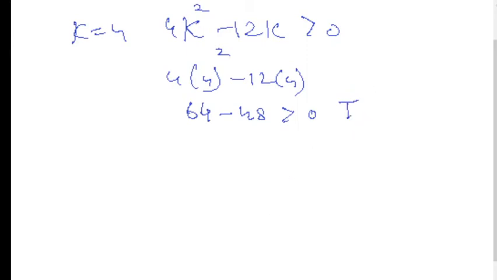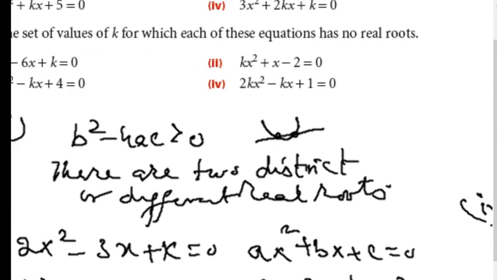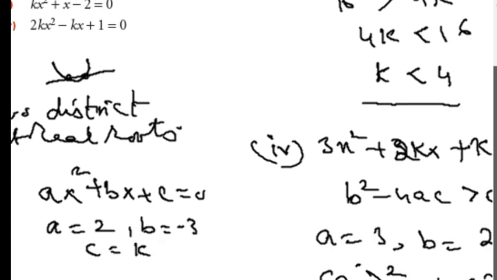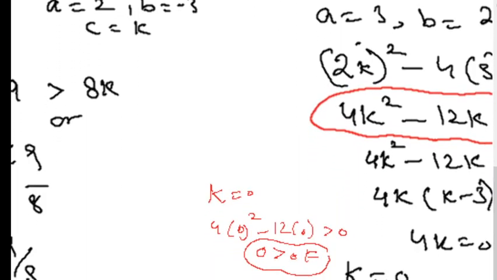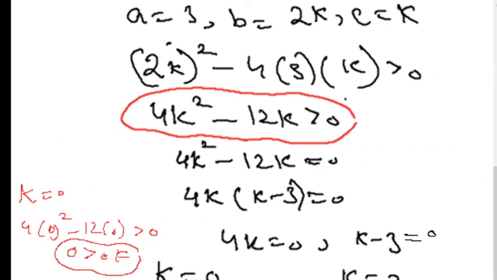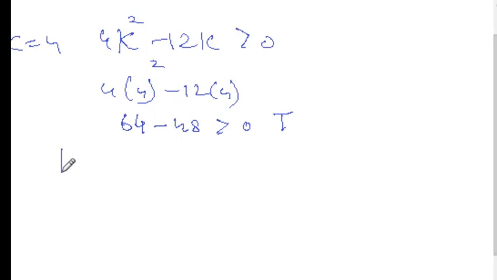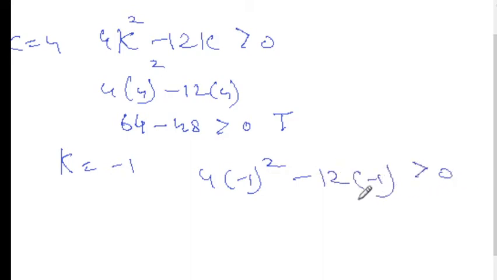If you check any value to the left side, I have minus 1 here. Check minus 1. I'm putting k is minus 1. So 4 into minus 1 whole square minus 12 into minus 1, it should be greater than 0. So 4 plus 12, which is greater than 0, which is true.